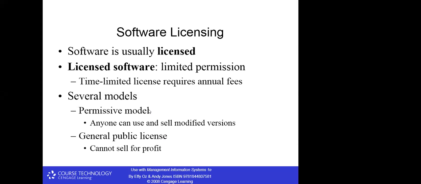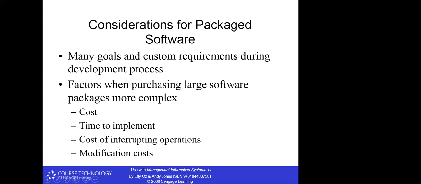So for this part of the slide, what we want to know is, when you are purchasing a software, what are the things you have to consider? You have to consider the cost. You have to consider the time that it will take you to implement it. Then you have to consider the cost of interrupting operations, and then the modification cost.